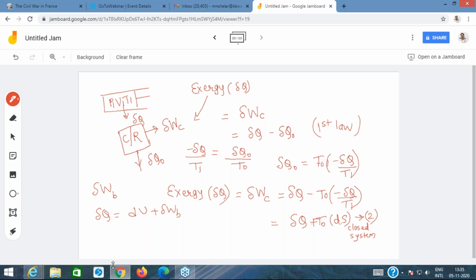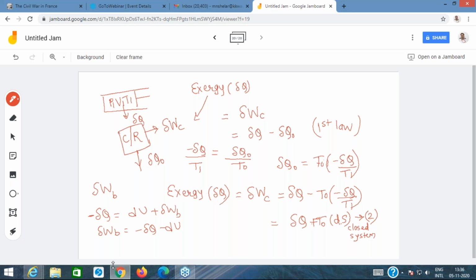Now this del Q, with reference to the closed system, heat is rejected, so I will take this as negative. What it means is that del WB is equal to minus del Q minus du. Are you getting this? Minus del Q minus du is del WB.